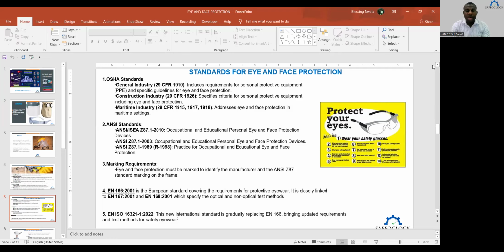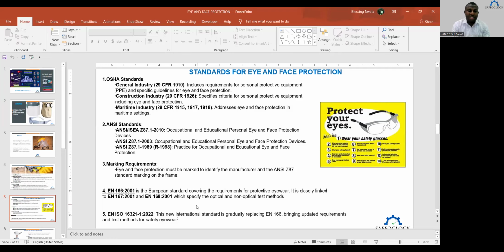Now, coming to the UK, EN standard 166 is the European standard that covers all the requirements for protective eyewear. And this standard is used closely with EN 167 and EN 168. So EN 168 specifies the types of optical and non-optical test methods that are carried out on each of the eye protections manufactured or designed by the manufacturer.